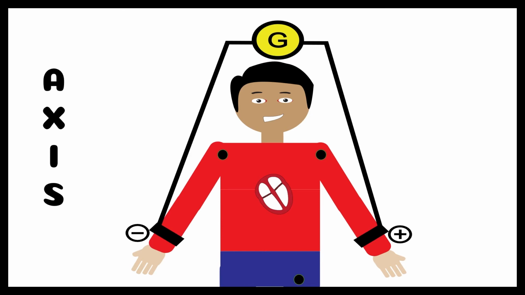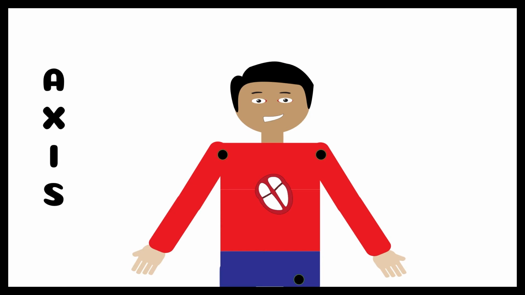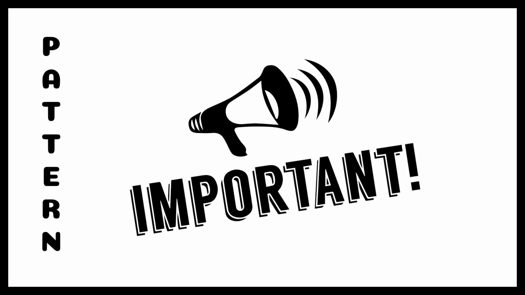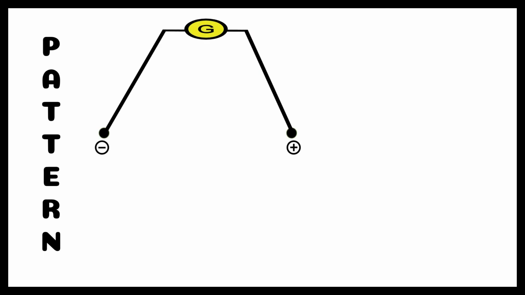Axis. This is an imaginary line drawn between two leads, which is determined by the place of the electrode. If we place the electrode here, the axis will be like this. Pattern. Pattern means what the ECG records in that particular lead. This is the place where you should understand the concept very well. Let's suppose the electrode is placed like this. So the axis of the lead will be like this.